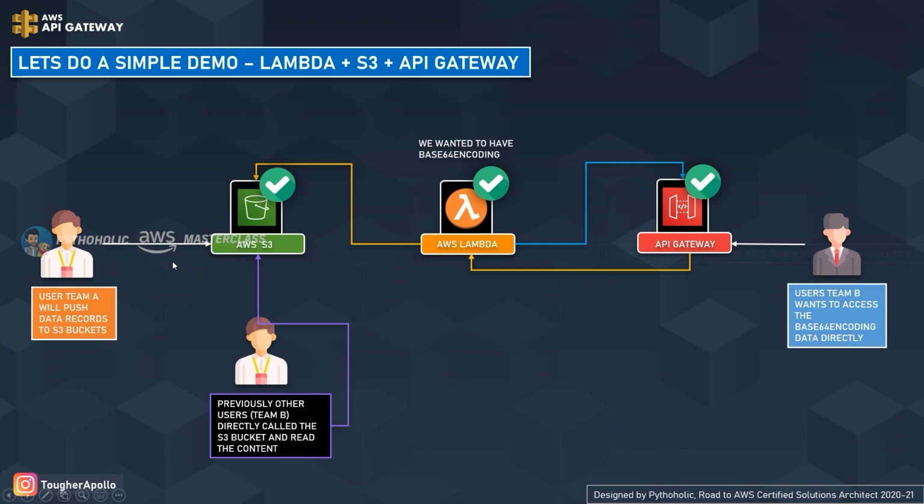So our users are able to upload the data to S3. User team B actually is able to access it from the API gateway, which is taking the data from AWS Lambda, which is in turn picking up the data from Amazon S3, converting it to base64 and then passing it on as a response to the users. Okay, so this was a very simple example of how we can integrate AWS S3 and AWS Lambda, with API gateways as a trigger point to our AWS Lambda.